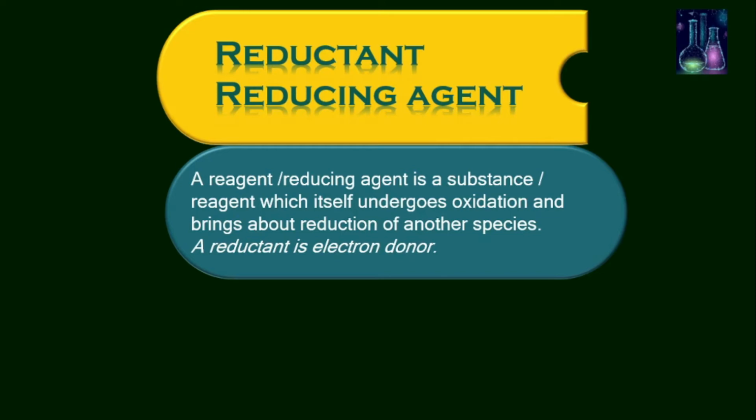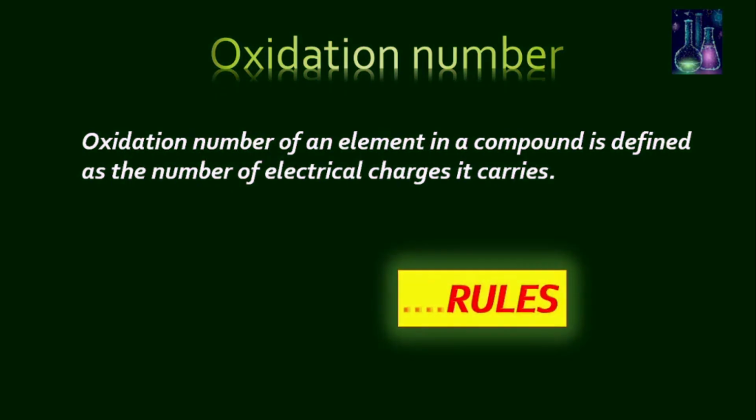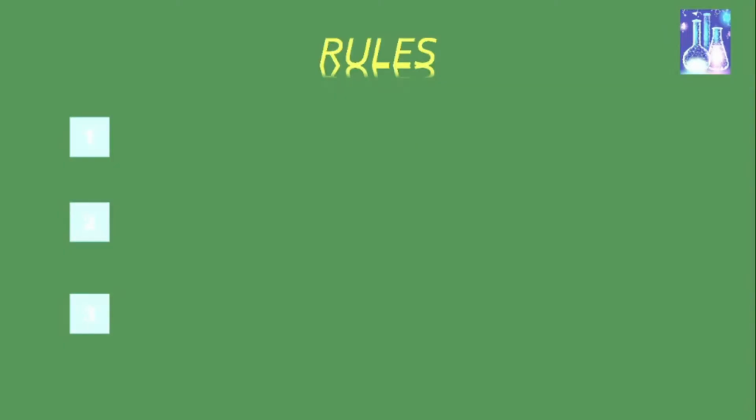Now let's move on to the next topic, that is oxidation number and rules to assign oxidation number. What is oxidation number? It is basically the number of electric charge that an element carries in a compound. So therefore, oxidation number of an element in a compound is defined as the number of electric charge that it carries. Now, how to identify oxidation number or how to assign oxidation number? We have a set of rules. So let's see the rules.